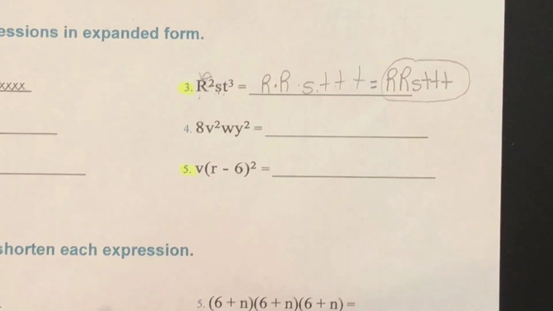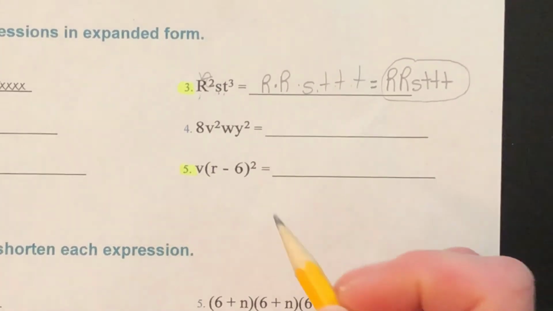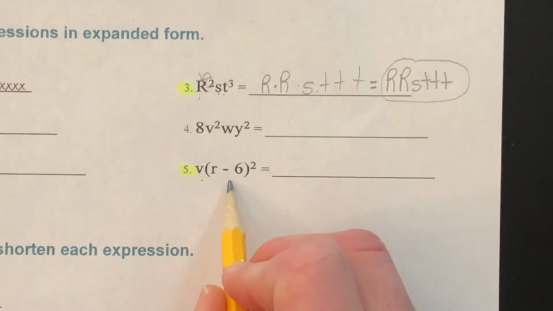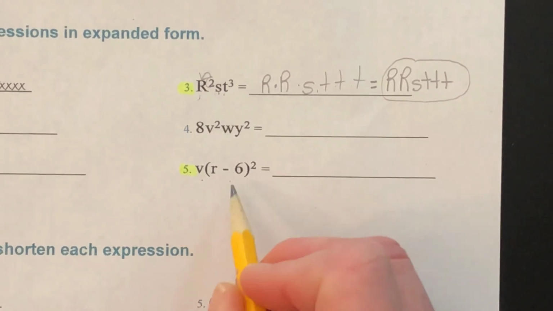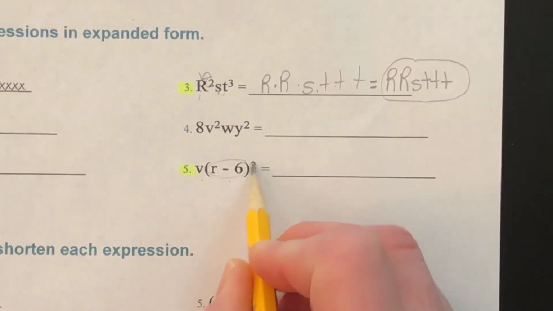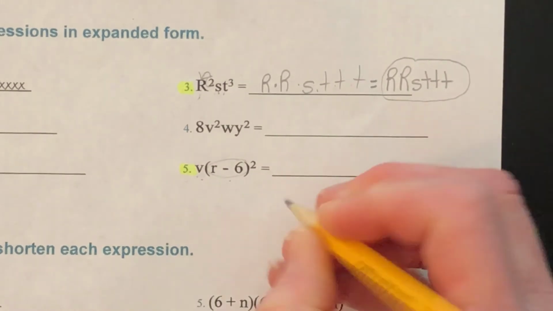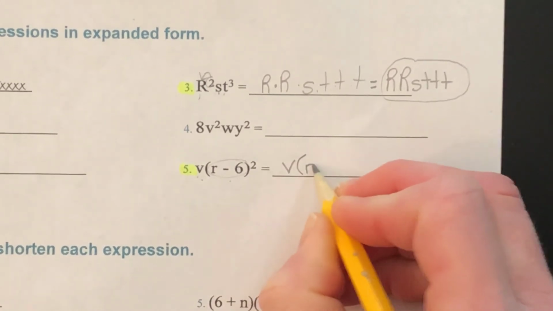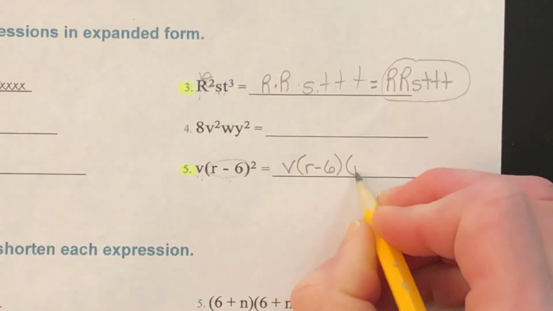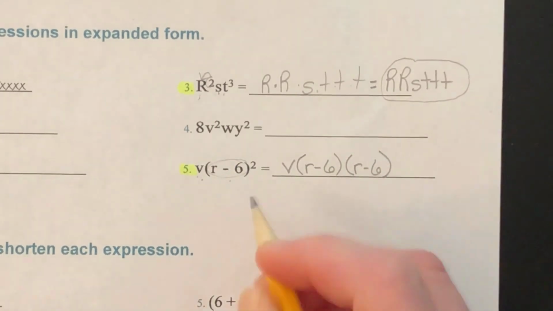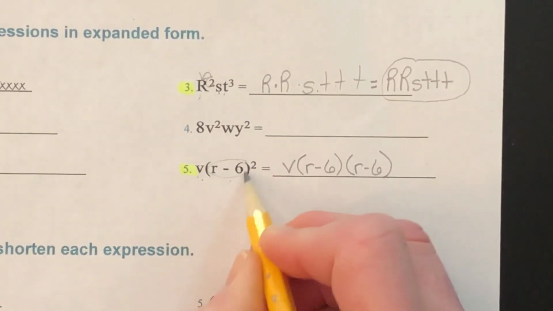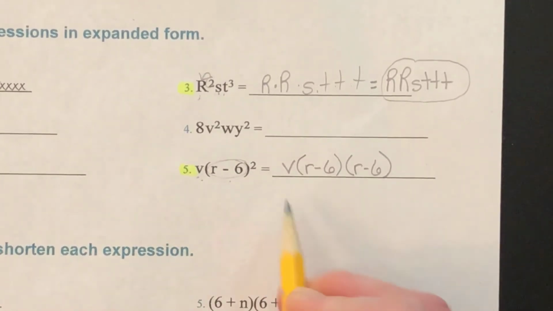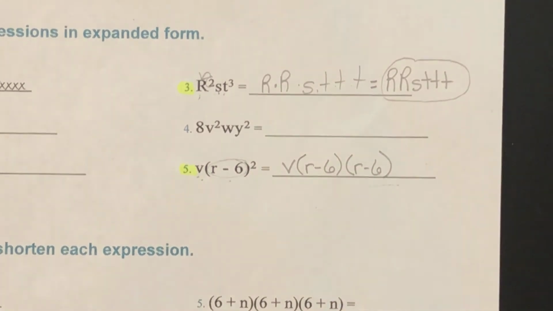Number 5. I'm doing number 5 with you because you've got two parts to it. You've got the part outside the parentheses and then the part inside the parentheses. The reason we're doing them separately is because this part is squared. This is not squared. So I have just the one V, but I have two of these, R minus 6, R minus 6. Be careful, that square only applies to this right here. This is all by itself and it doesn't get to be squared. So that is what it looks like in expanded form.